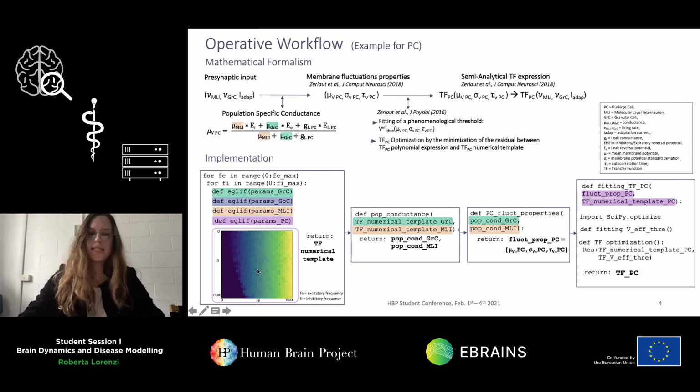Here we can see that the first step is to compute a transfer function numerical template that is generated from our network, and it is the reference for the optimization of the transfer function semi-analytical expression. For example, here we can see the example for the Purkinje cells, and we can see how the granular and MLI conductances are used to compute the fluctuation properties of the PC and then the transfer function.